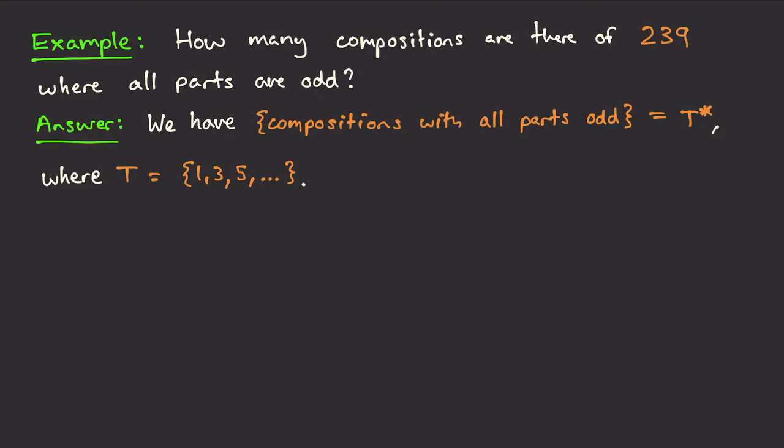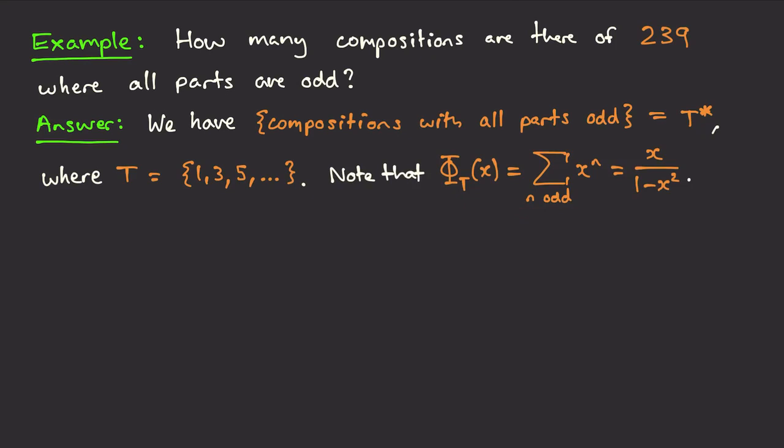We're going to be using the generating series for T itself in just a minute, so we'll compute it in advance. Phi T of x is simply the sum of x to the n over all odd positive integers n. That's a geometric series, which is equal to x over 1 minus x squared.